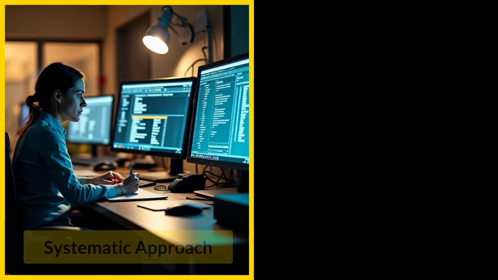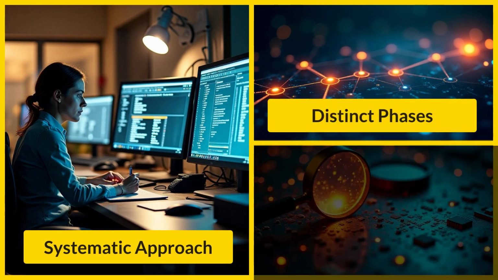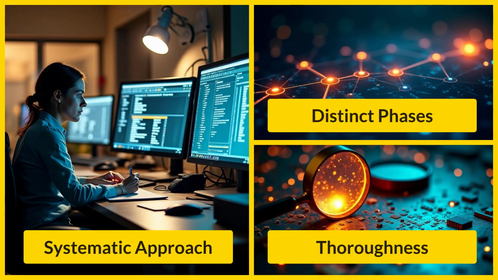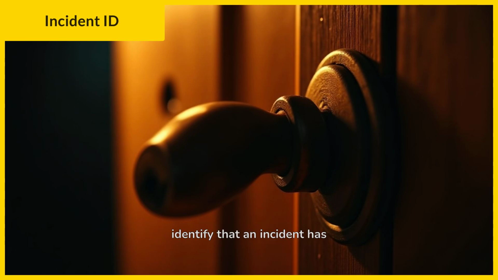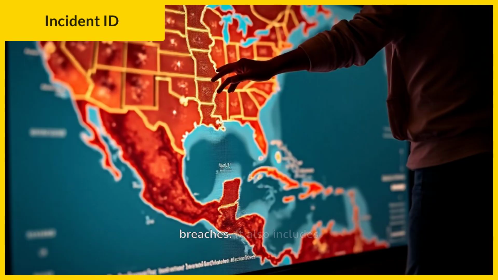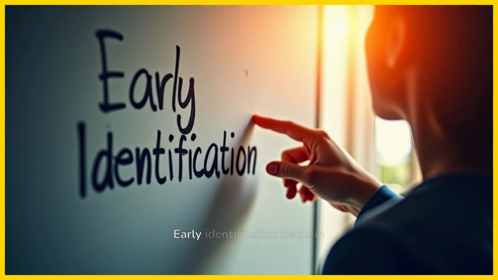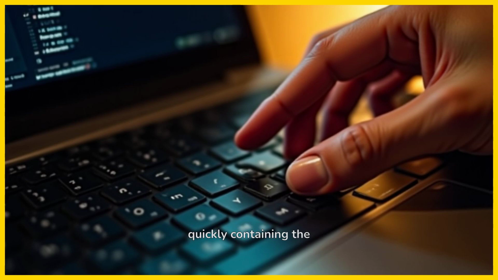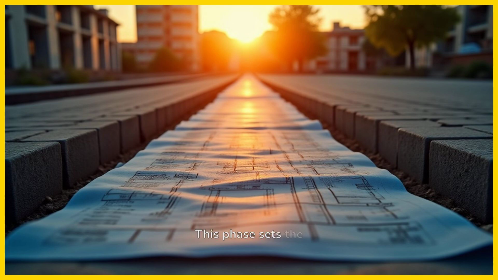A systematic approach is vital for any successful digital forensic investigation. This process typically involves several distinct phases. Each phase builds upon the previous one to ensure thoroughness and integrity. The first step is to identify that an incident has occurred. This involves recognizing suspicious activity or confirmed security breaches. It also includes determining the scope and nature of the incident. Early identification helps in quickly containing the threat. It ensures that potential evidence is not overwritten or destroyed. This phase sets the foundation for the entire investigation.